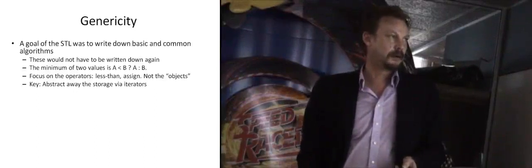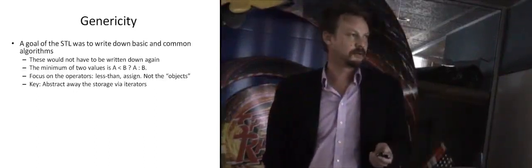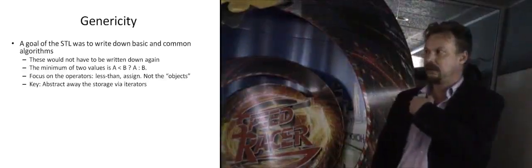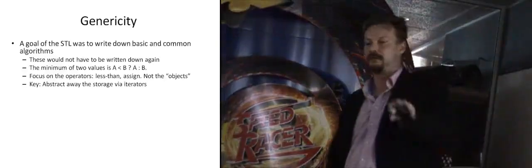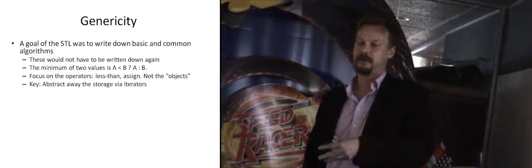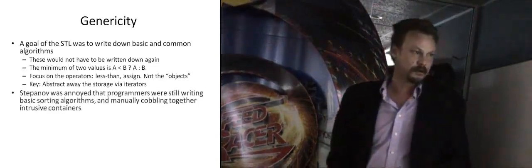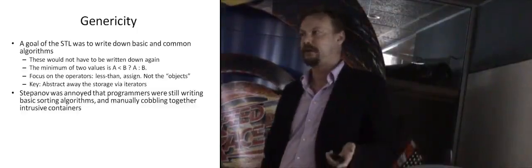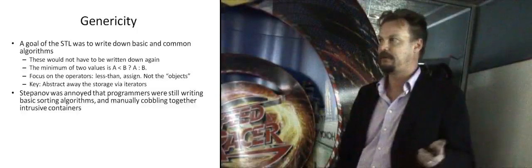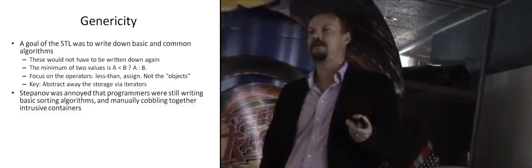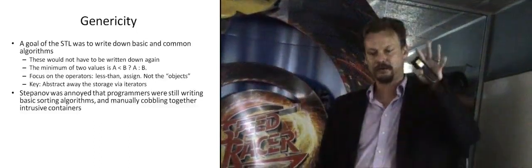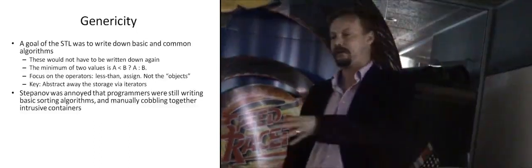And a key way that genericity was accomplished in STL was to abstract the storage so that you could use different storage mechanisms but access them in a common way via the idea of iterators. He was annoyed that programmers were still writing quicksort for the nth time, bubble sort, merge sort, all the different sorting algorithms, and writing them again. They've got a different container, they've got to write their sort algorithm again. He wanted to find a way that said, okay, here's quicksort, and it'll work for whatever container you give it.